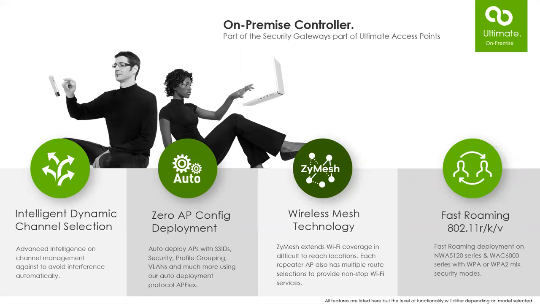And as a tangent here, if you're doing Nebula, it's the same sort of thing. There's nothing you have to set in the AP. You simply assign it in Nebula and it will realize it should be Nebula managed and switch to Nebula mode. We support mesh, fast roaming, 11R KV for those of you doing voice over Wi-Fi.